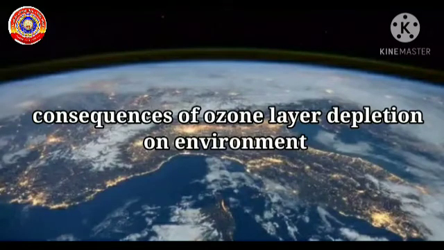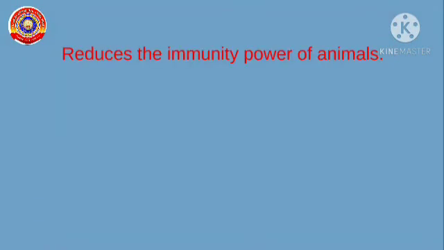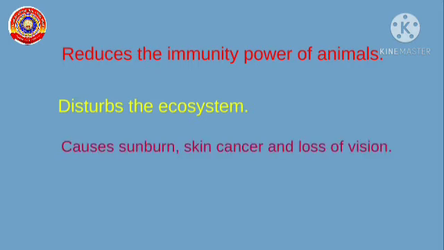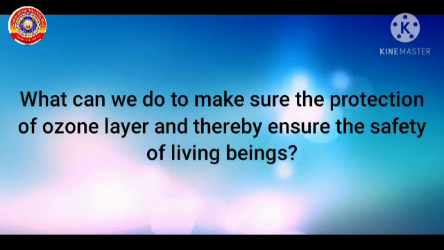Let us see one by one. The excess harmful ultraviolet rays reduce the immunity power of animals. It disturbs the ecosystem and causes diseases to human beings such as sunburn, skin cancer, loss of vision, etc. Moreover, it reduces the level of chlorophyll in plants and considerably reduces the global food supply. So children, what can we do to ensure the protection of the ozone layer and thereby ensure the safety of living beings? Let us see.